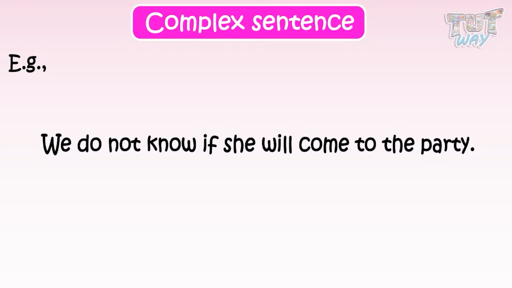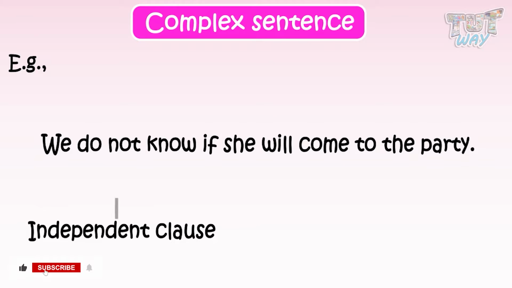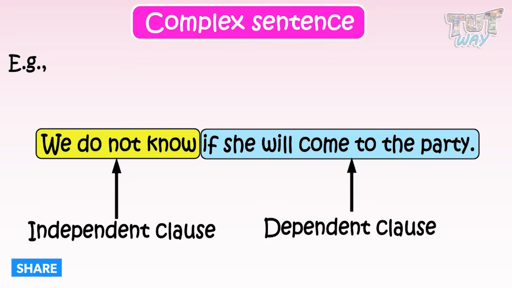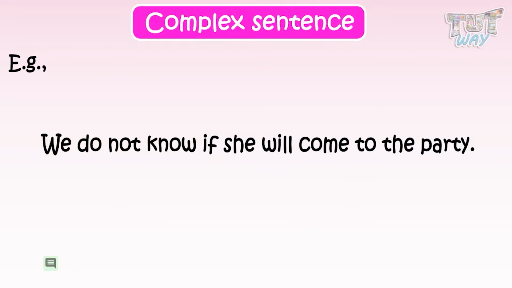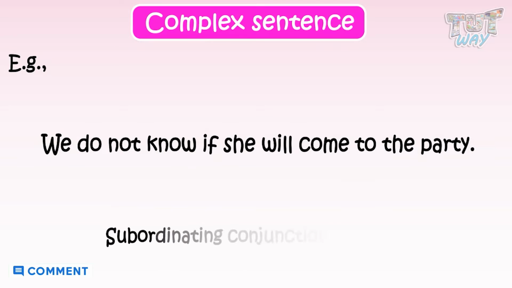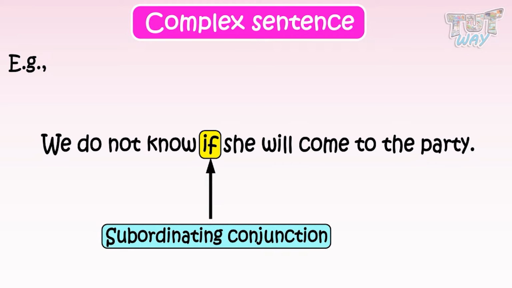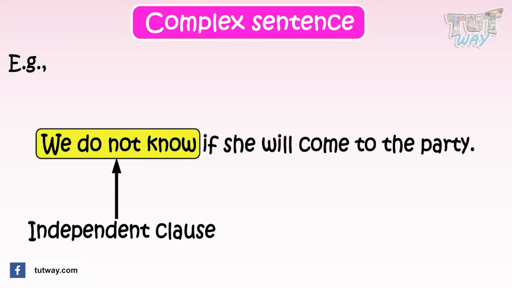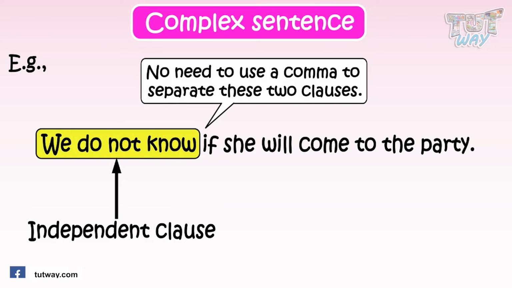In this sentence, an independent clause is, we do not know, and if she will come to the party is a dependent clause. Both of these clauses are separated with a subordinating conjunction, if. So, this sentence is a complex sentence. In this sentence, an independent clause, we do not know, comes first. So, there is no need to use a comma to separate these two clauses. Let us have a look at another example.